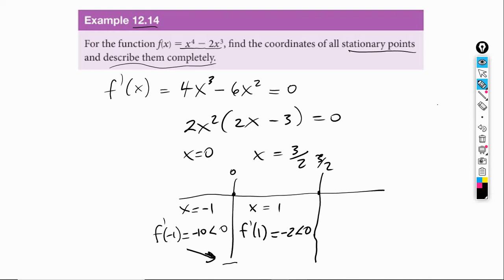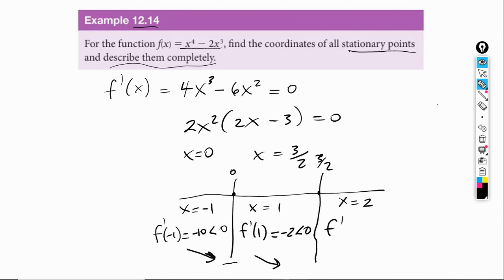So it means that in this graph, this is not a minimum because it's going down. It has a stationary point, but then it keeps going down. So this cannot be a minimum, and it cannot be a maximum either. Then it gets to 3/2 where it's stationary, and let's see what happens after 3/2. Let's plug in something like x equals 2.